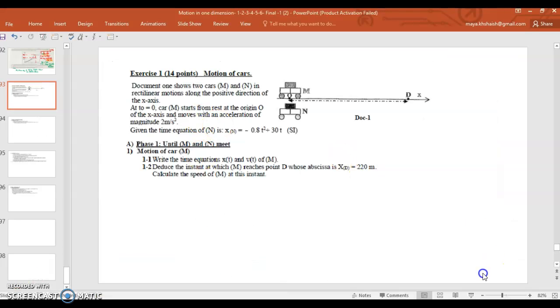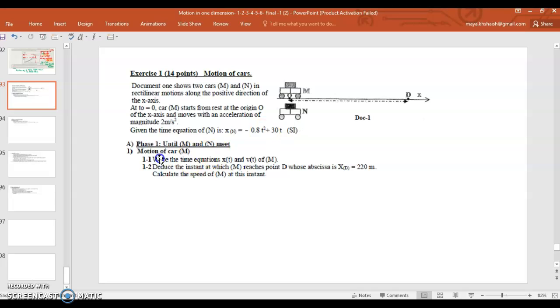Exercise 1. Document 1 shows two cars, M and N, in rectilinear motions along the positive direction of the x-axis. At t0 equals 0, car M starts from rest at the origin O of the x-axis and moves with an acceleration of magnitude 2 meters per second squared. Given the time equation of N is x_N equals minus 0.8 t squared plus 30t. Okay, this is for N.